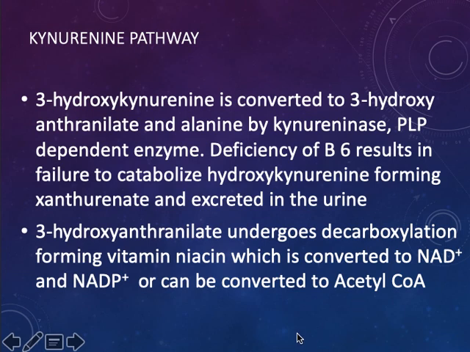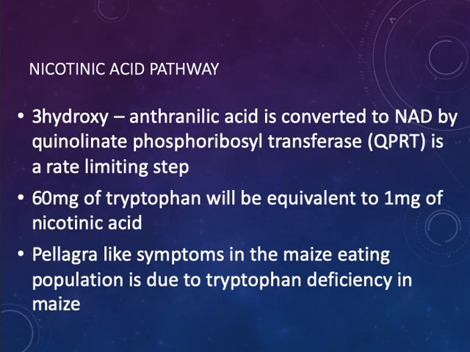Now we'll go on to the nicotinic acid, how it is formed. 3-hydroxyanthranilic acid gets converted to NAD by quinolinate phosphoribosyl transferase enzyme. This is the rate limiting step. So 60 milligrams of tryptophan will give around 1 milligram of niacin. Whenever there is deficiency, pellagra is caused. Pellagra is seen mostly in people who take a staple diet of maize, because maize has a deficiency of tryptophan. So this is about the nicotinic acid pathway.